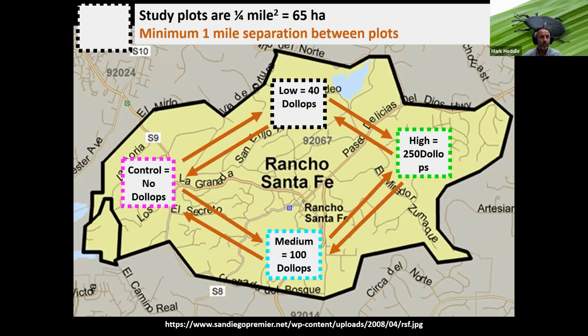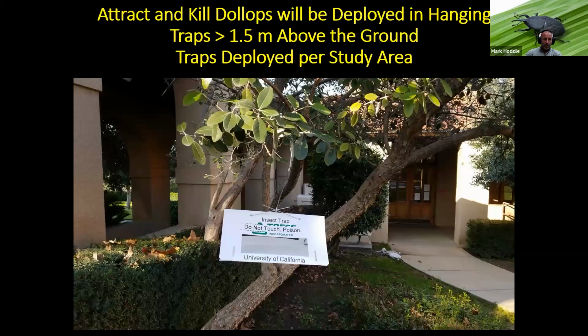We're just running the baseline trapping with the percussion traps to get an idea of what weevil activity is like in this area. There are lots and lots of dead palm trees out here. We know that South American palm weevil is in this area. To deploy the dollops, we're going to be putting them in these traps, and we'll just hang them on trees. That way, when we're finished, we can remove all the dollops, and there'll be no environmental residue left behind from this project.